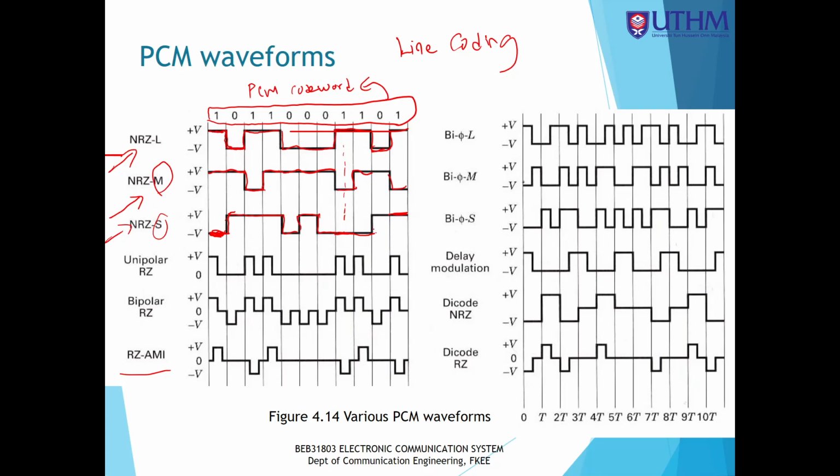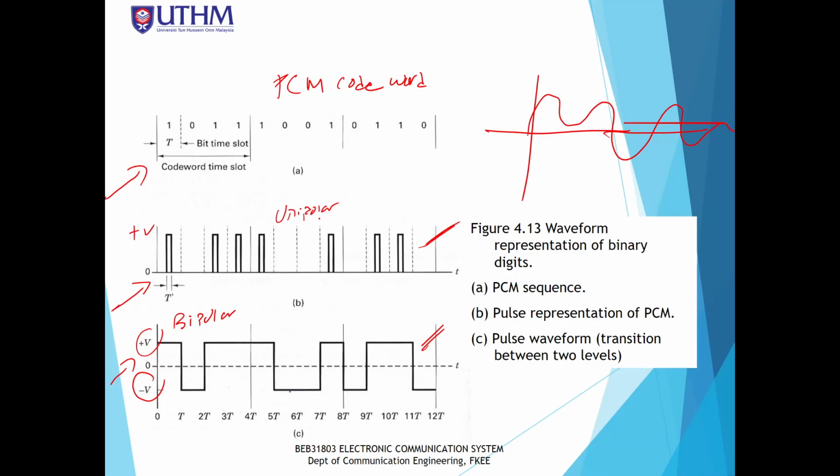Okay, and then we can see from here the unipolar RZ, unipolar return to zero. So that means the output will always return to 0 volt. Okay, so the output only changes for half of the bit time. Okay, so what is the bit time? I should explain to you previously that the bit time is the time for the one bit.